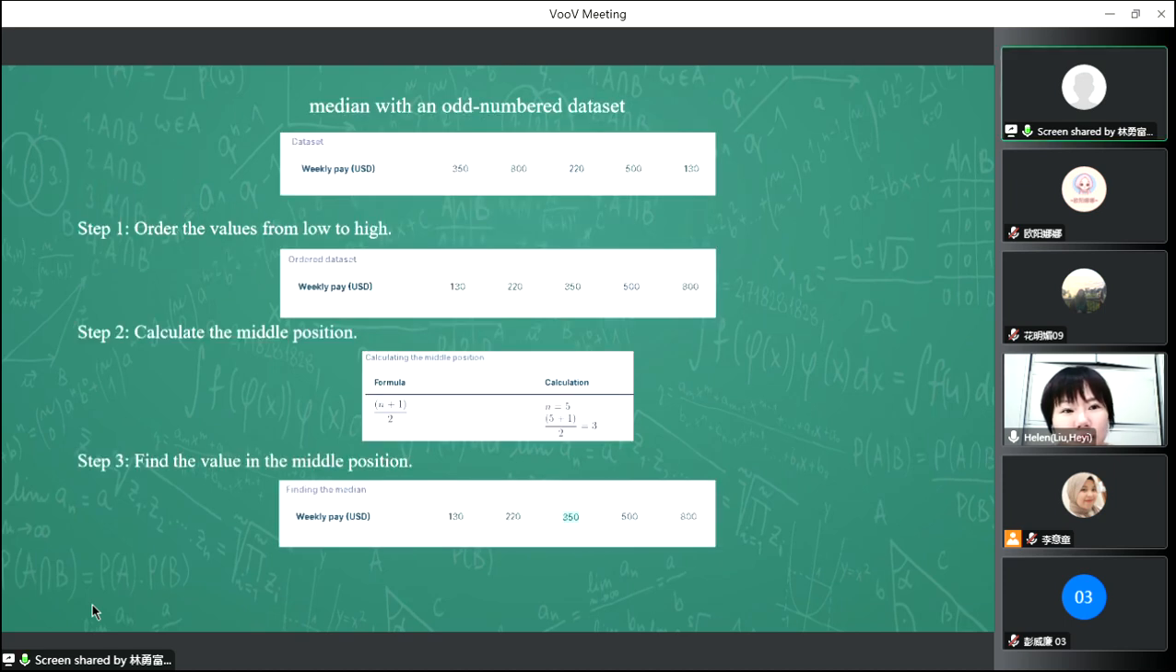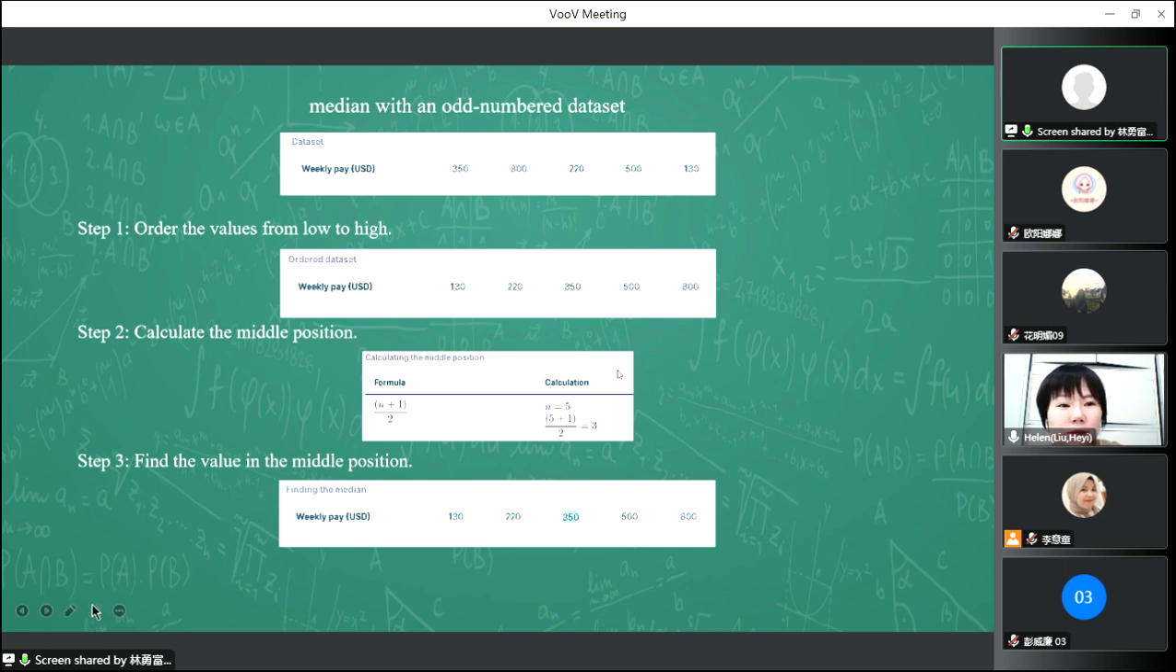Okay, find the median with an odd number dataset. We will walk through the steps using a small sample dataset with the weekly pay of 5 people. So here is the dataset, we have 5 people. On step 1, first order the values from low to high, from the lowest to the highest. After that, calculate the middle position. For the middle position, we use the formula n plus 1, divided by 2.